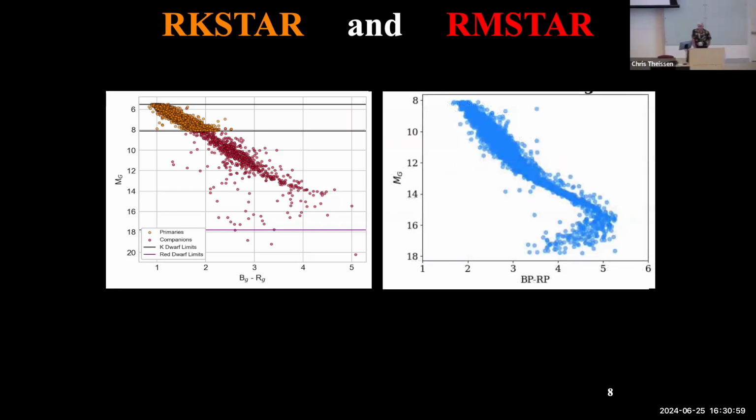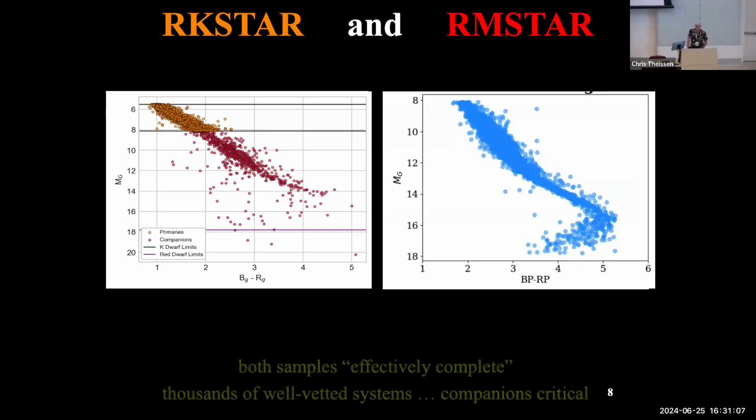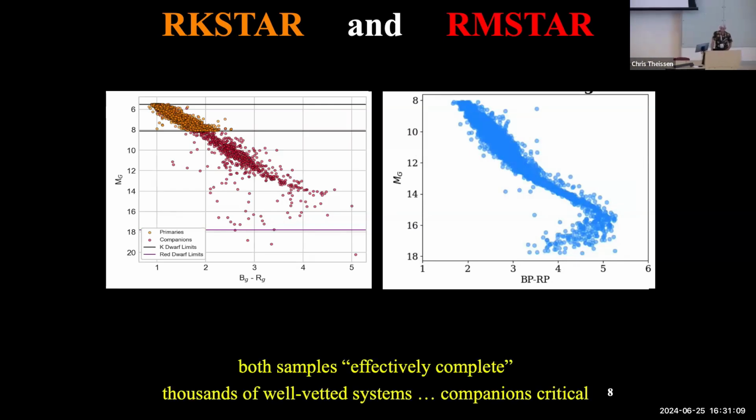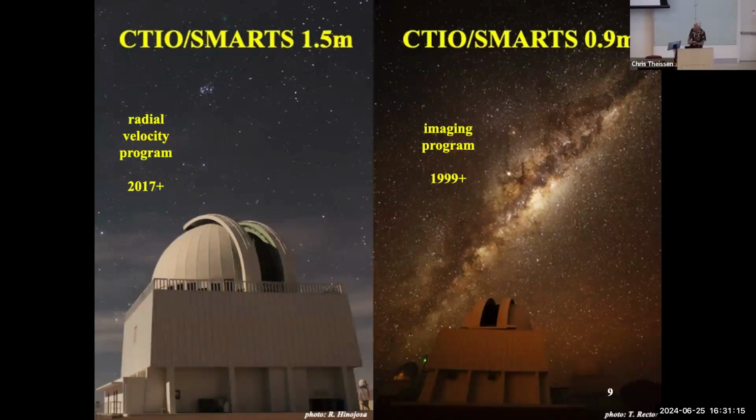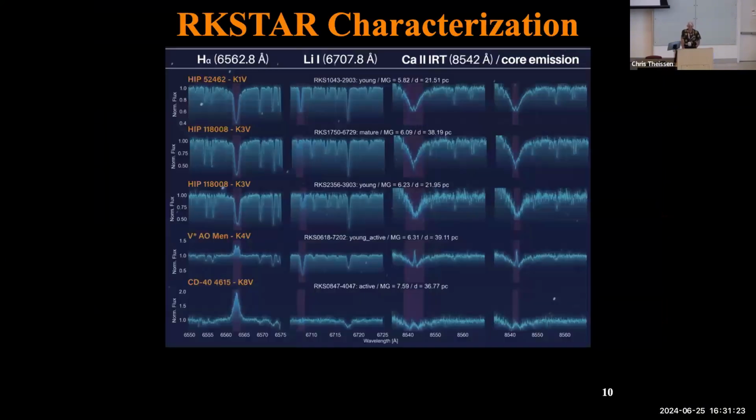This is the similar plot for the M dwarfs. You can see there's the hook there. And as Andrew Caparis pointed out, it looks like Italy. And the white dwarfs become the island. So they're effectively complete and they're 1,000 well-vetted systems. We use primarily these 2 telescopes in Chile, the SMARTS telescopes, the 1.5 meter, we've been doing RV surveys since 2017, and the imaging survey at the 0.9 meter for almost a quarter of a century now.